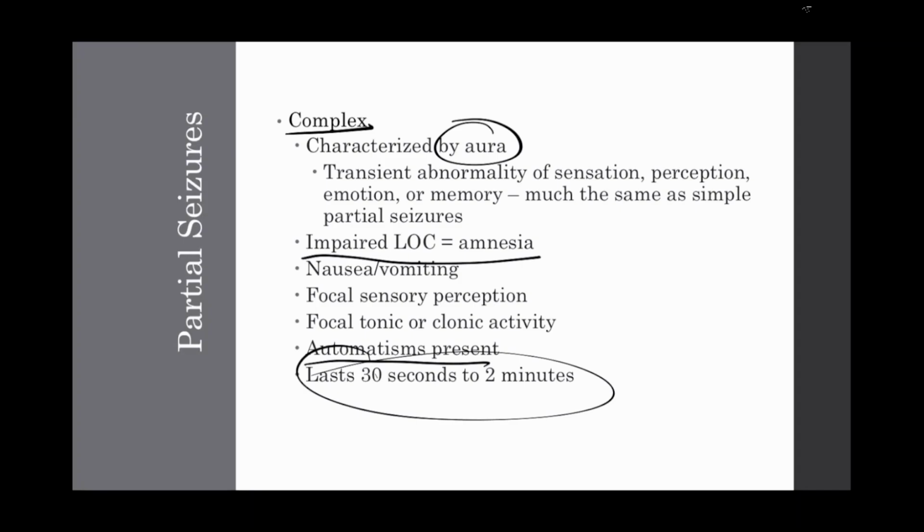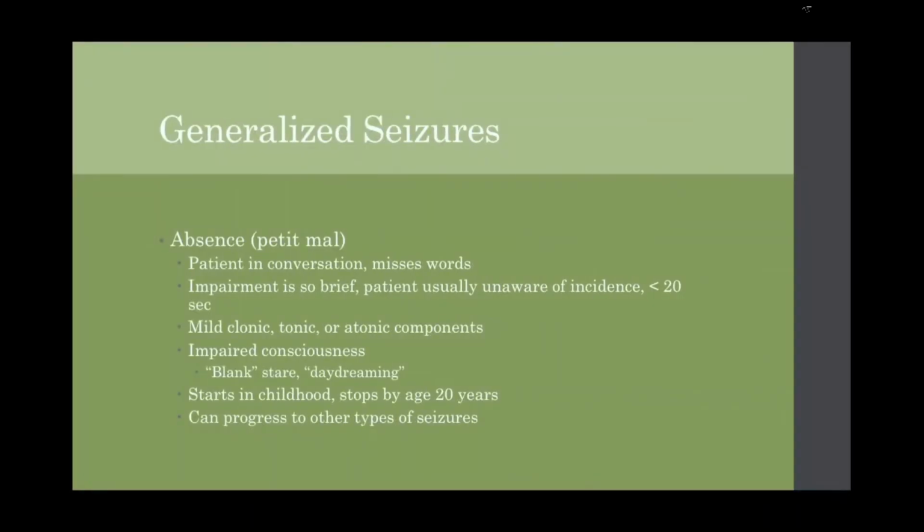So those are the two for partial. They're simple and complex. The complex one usually has an aura, and those patients have some altered levels of consciousness. Moving on to generalized seizures.